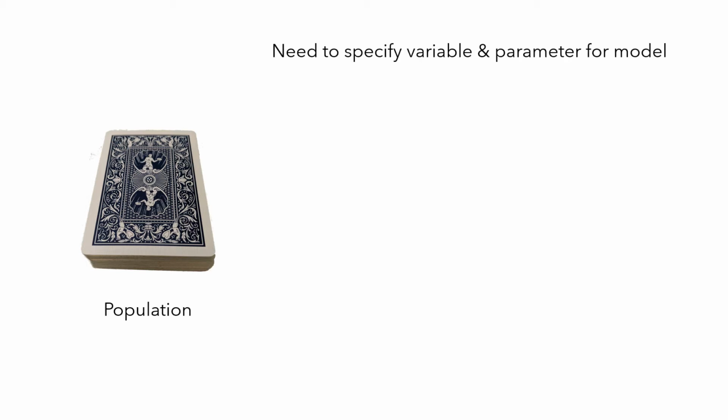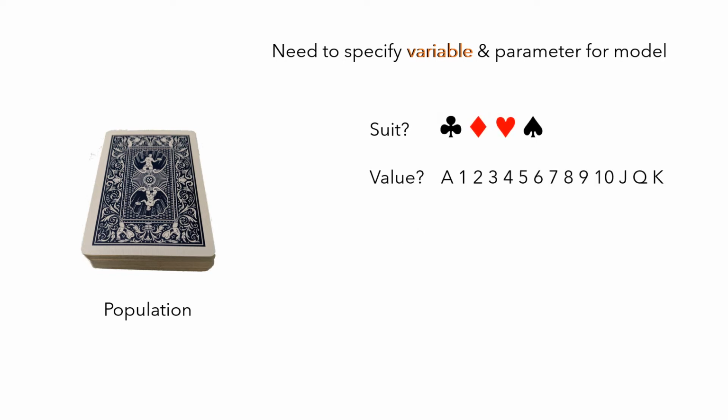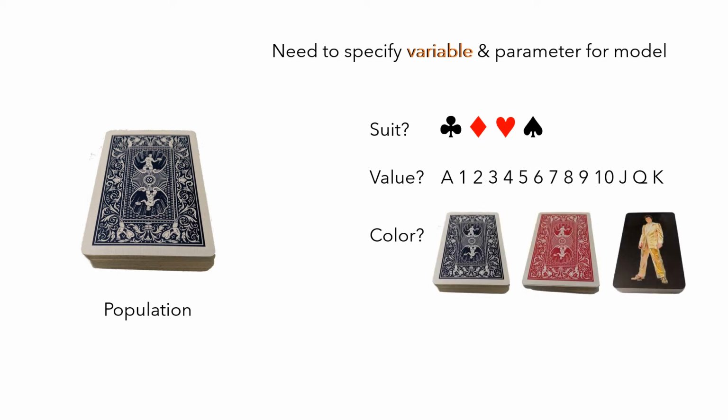We're interested in your friend's deck of cards. This is the population. And to make a model, we need to specify the variable and parameter. First, we'll choose the variable. That is, do we care about the suit of the cards, the values of the cards, ace through king, the color of the back of the cards? Are they blue, red, or Elvis colored? What do you think?